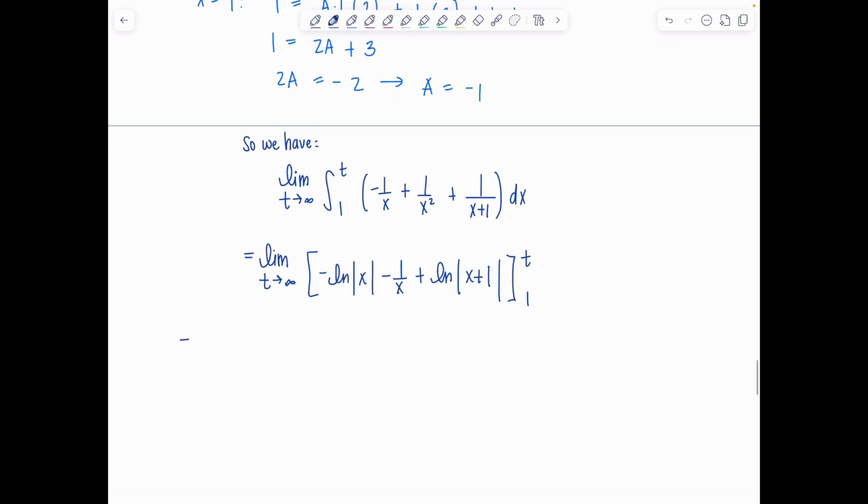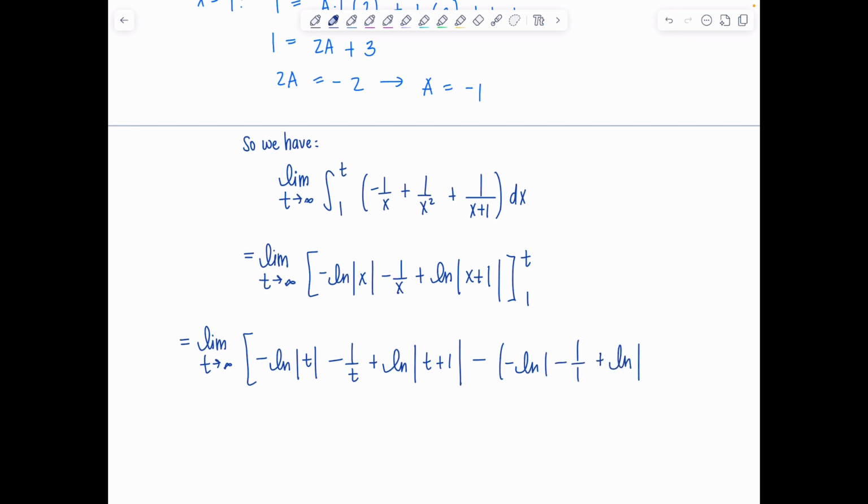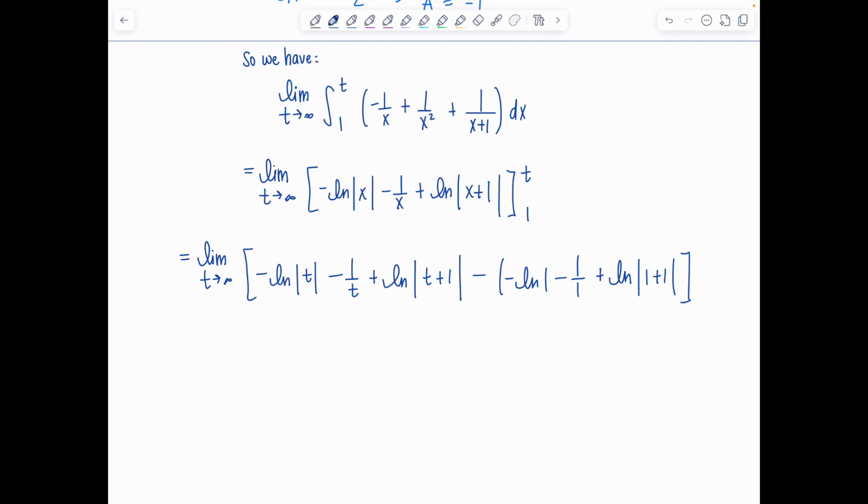Okay, here we go. Limit as t goes to infinity of negative ln absolute value of t, minus 1 over t, plus ln absolute value of t plus 1, minus negative ln absolute value of 1, minus 1 over 1, plus ln absolute value of 1 plus 1. Woo! Okay. I think, hold on, I'm missing parentheses right here. Okay, let's clean up. Limit as t goes to infinity.